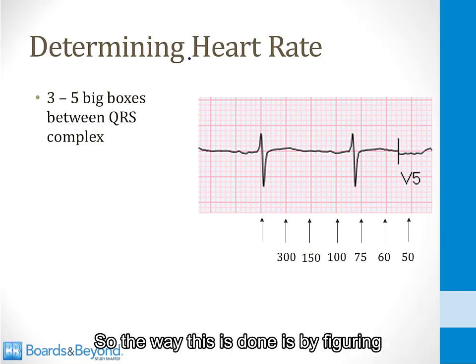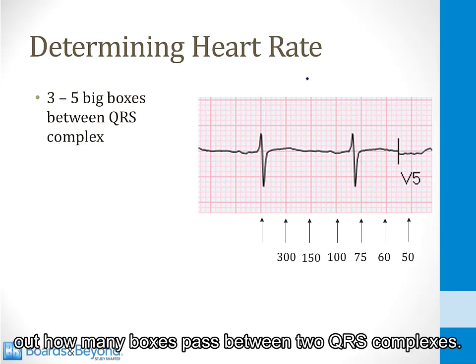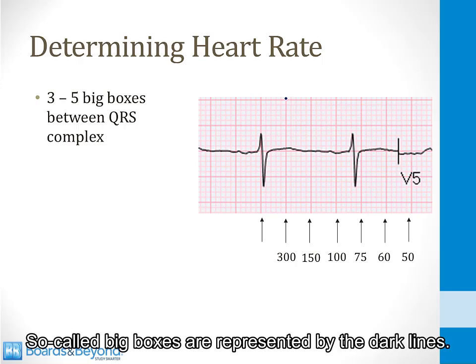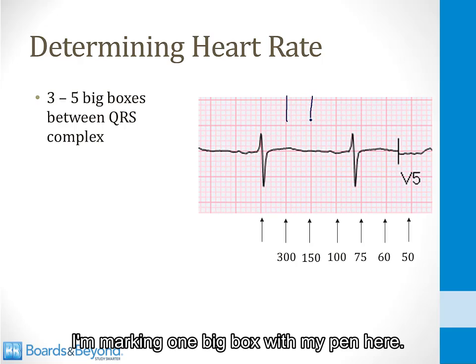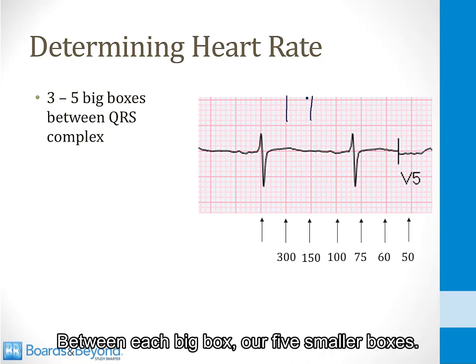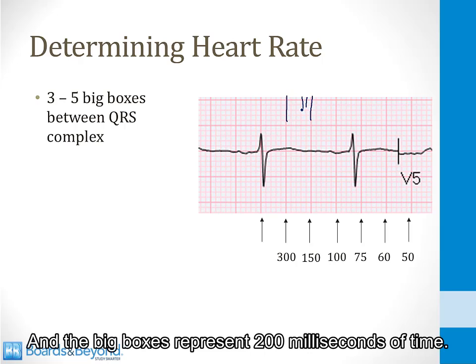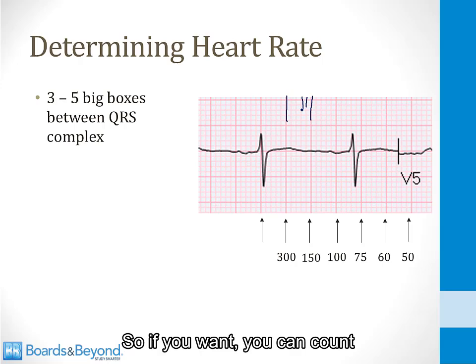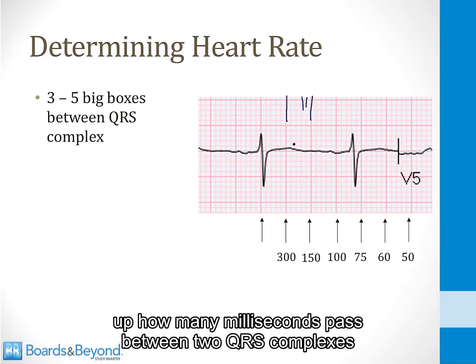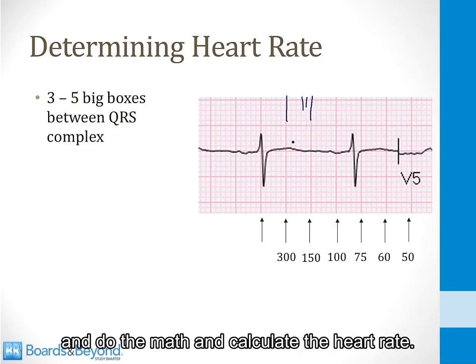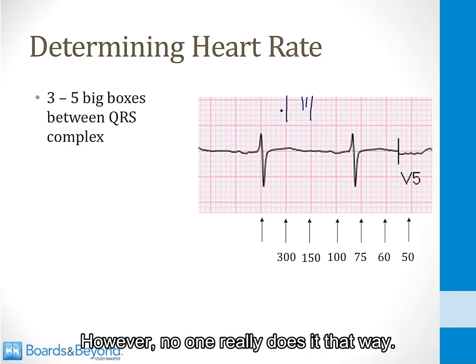So the way this is done is by figuring out how many boxes pass between two QRS complexes. And there are two types of boxes. So-called big boxes are represented by the dark lines. I'm marking one big box with my pen here. Between each big box are 5 smaller boxes. So the small boxes represent 40 milliseconds of time, and the big boxes represent 200 milliseconds of time. So if you want, you can count up how many milliseconds pass between two QRS complexes and do the math and calculate the heart rate. However, no one really does it that way.